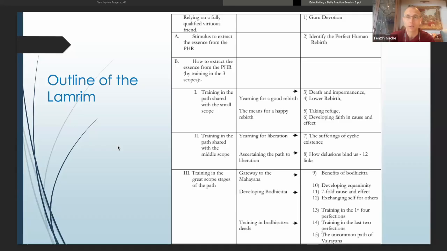It's the cessation of suffering. So within that, we think about the 12 links of dependent origination. We'll talk about that a bit later. That's a very detailed description. You see how delusions bind us. So it's really about how our minds are creating this perpetual cycle.